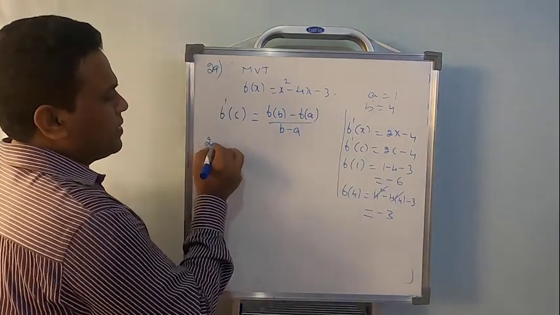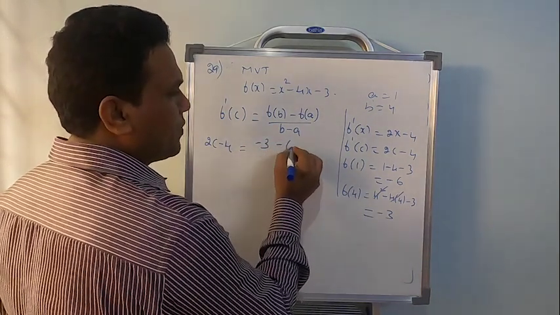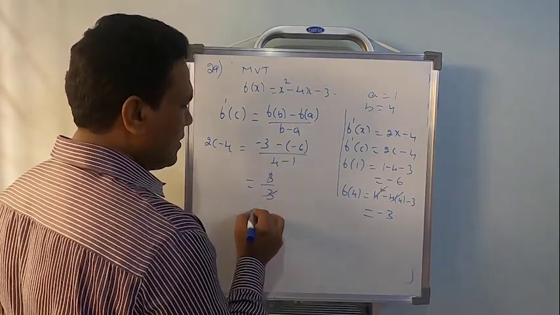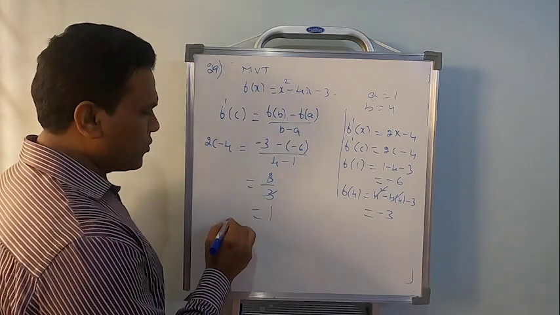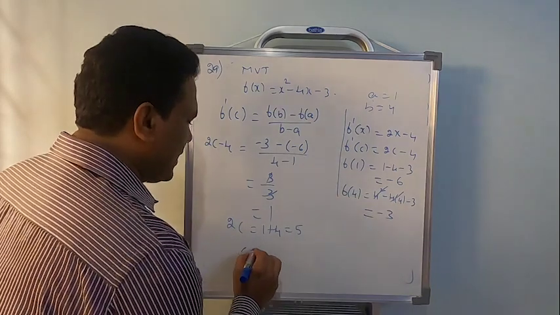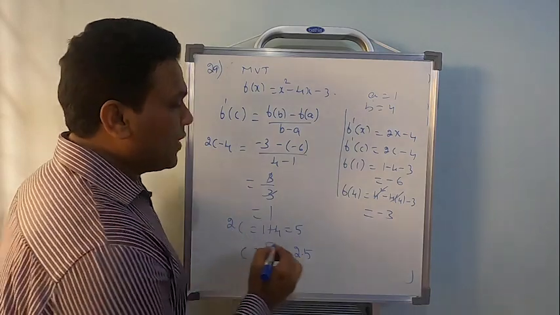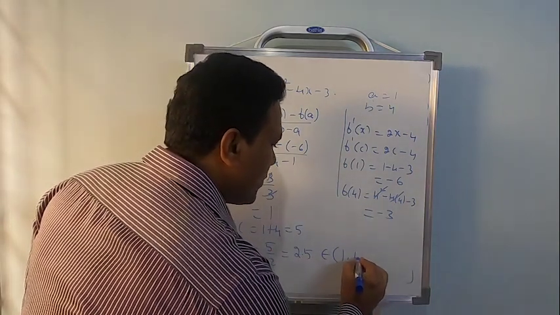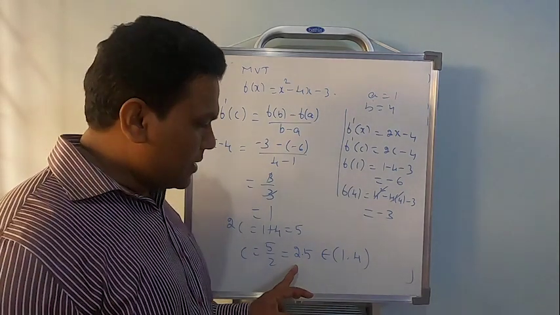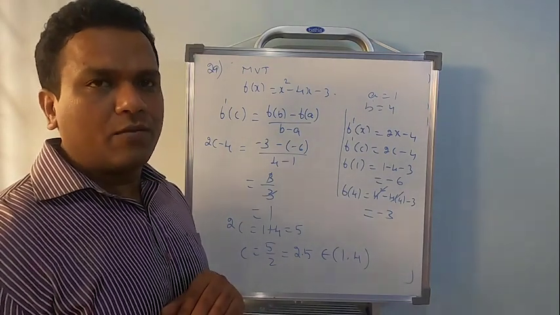Now substitute everything. 2c minus 4 equal to f of b, minus 3 minus of minus 6, by 4 minus 1. So eliminate, it's just going to be 1. Now shift minus 4 to right side. 2c equal to 1 plus 4 equal to 5, right? Or c equal to 5 by 2. What is 5 by 2? 2.5. Is 2.5 a number in the open interval 1, 4? Is 2.5 a number between 1 and 4? Certainly it's a number between 1 and 4. Hence all the conditions are satisfied. Hence mean value theorem is verified.